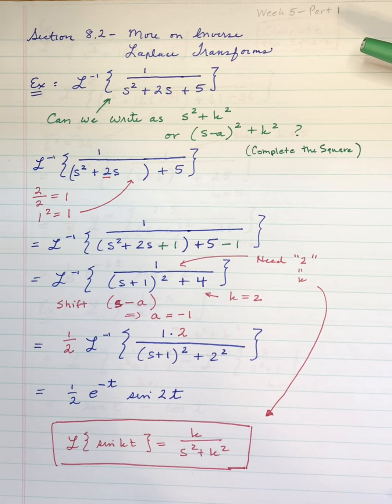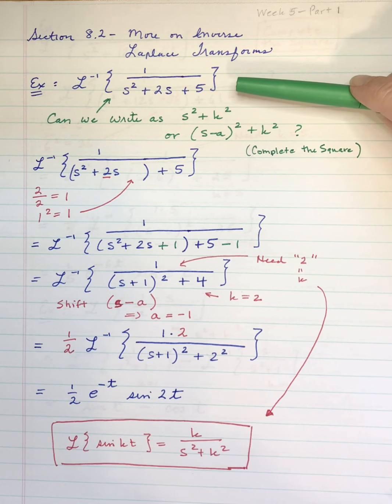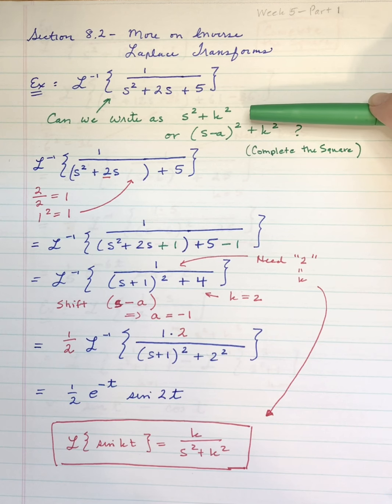So we're going to do a few more inverse Laplace transforms where the form may not be obvious. So let's take a look at this one. We have the inverse Laplace transform of 1 over s squared plus 2s plus 5. Now we're used to seeing this as an s squared plus k squared in the denominator.